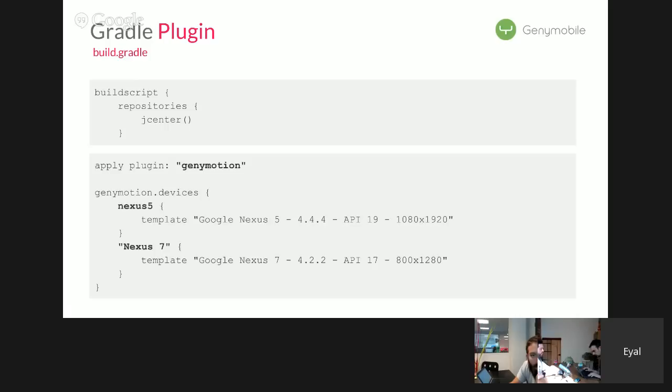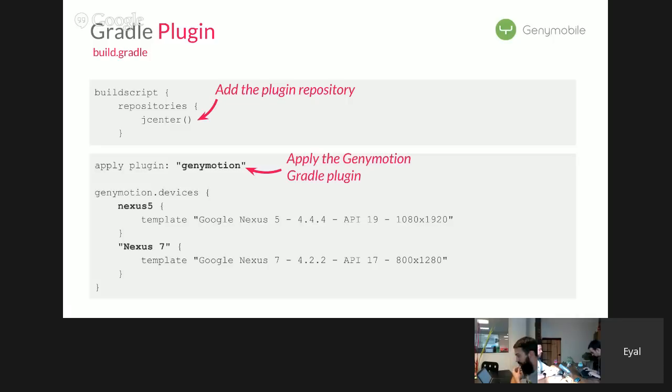Let's see how you can add this Gradle plugin to your build.gradle. Because it's a Gradle plugin, you need to declare the repository in the buildscript block of your build.gradle. So buildscript, repositories, and the repositories gcenter. That's very standard for this kind of tool. Then you apply the Genymotion plugin, and then you define your devices.